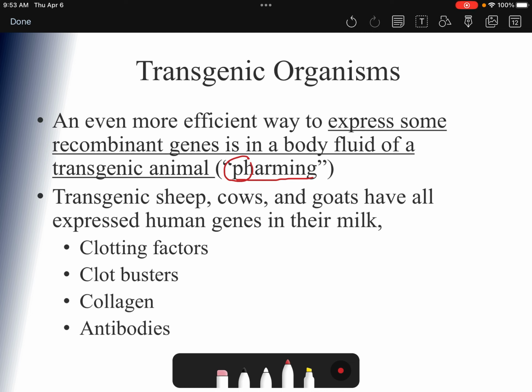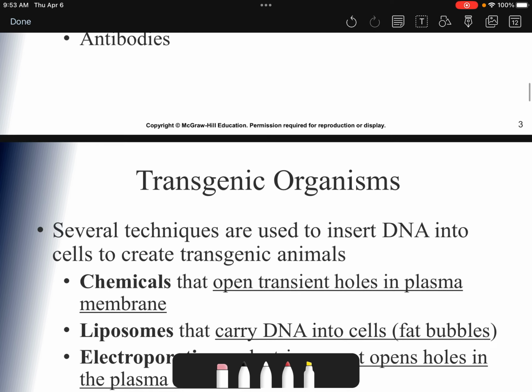And so it's a way to change organisms by inserting a gene from another organism that allows them to express some sort of recombinant genes in a body fluid of a transgenic organism. So oftentimes this will be different genes, oftentimes human genes, that can be expressed in the milk of the animal, such as transgenic sheep, cows, and goats. And so things like clotting factors, clot busters, collagen, various antibodies, we can have that secreted in the milk of that transgenic organism. So it's a good application of a transgenic organism.